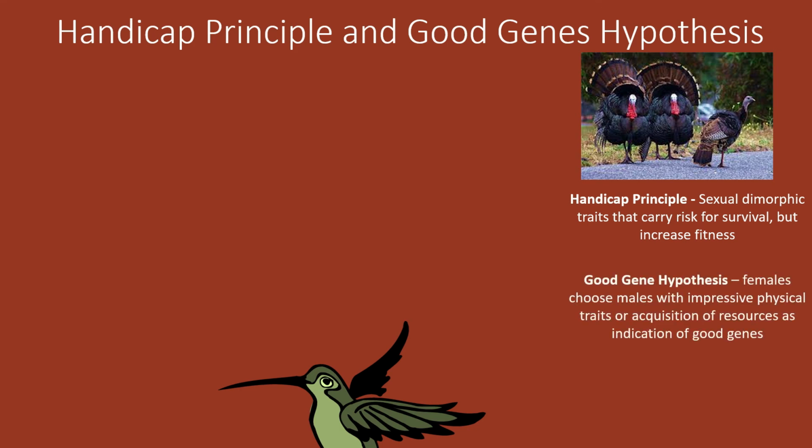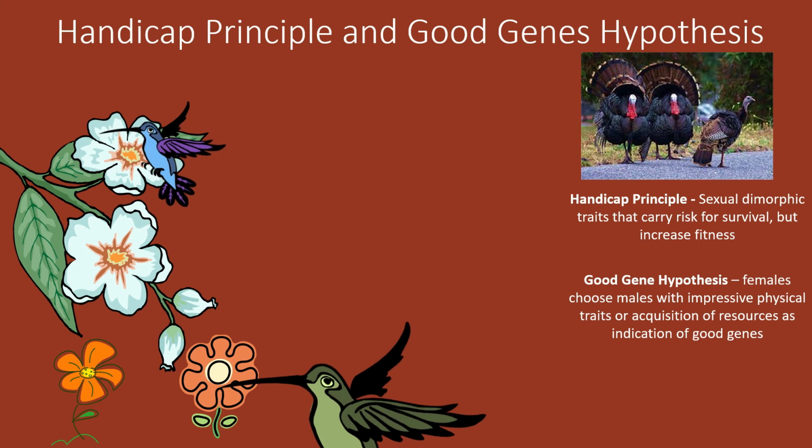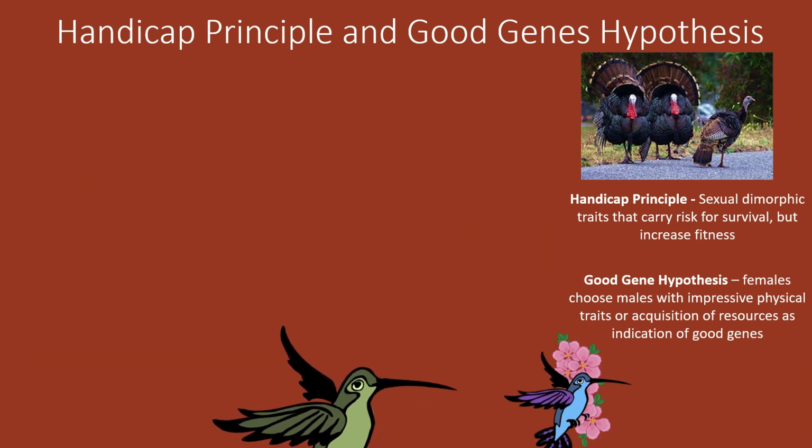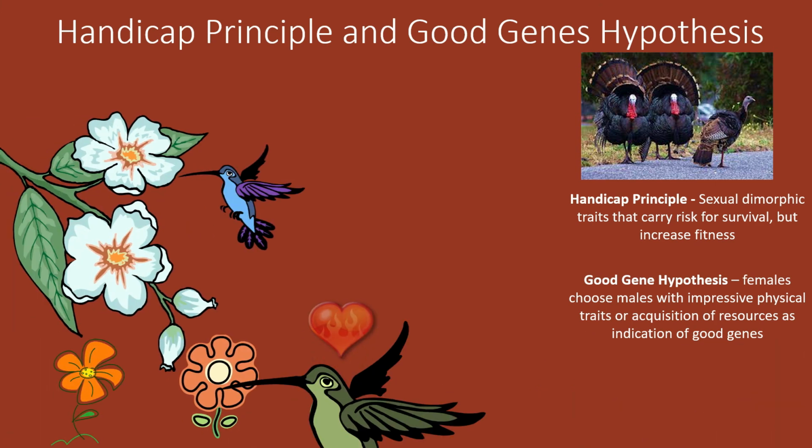Females may choose mates on the basis of physical characteristics that signal male genetic quality. They can either be physical appearances or ability to acquire resources. This is known as the good gene hypothesis. For example, in many species, females prefer to mate with males that care for young or that provide the resources required to produce eggs. If you were a female hummingbird, who would you rather mate with? The guy with resources or the guy with fewer? To her, the choice is clear.